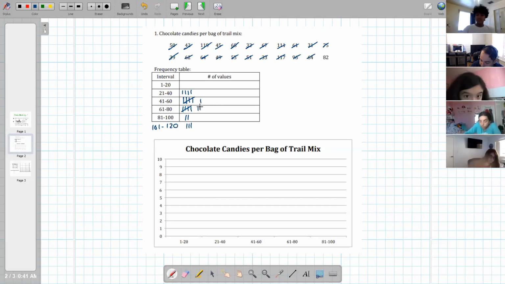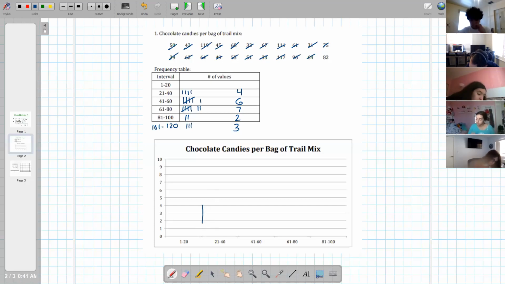So we're going to create a little tally chart here, and then we'll add up our tallies in each category. So there were 4, 6, 7, 2, and 3. And once we have our frequencies, we're going to go ahead and fill in our histogram here. So from 1 to 20, there were none. So there's going to be nothing in that first bar. From 21 to 40, there were 4.